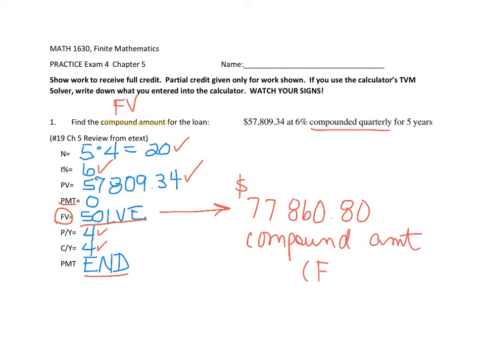And keep in mind, compound amount means all of the interest plus the initial money paid in, so that is the same as future value.